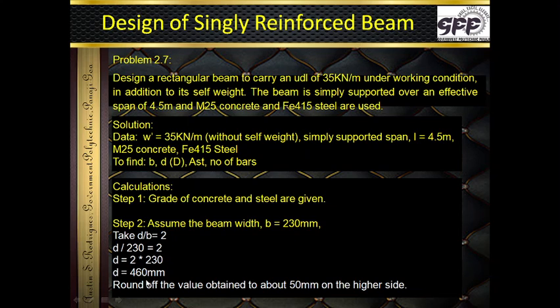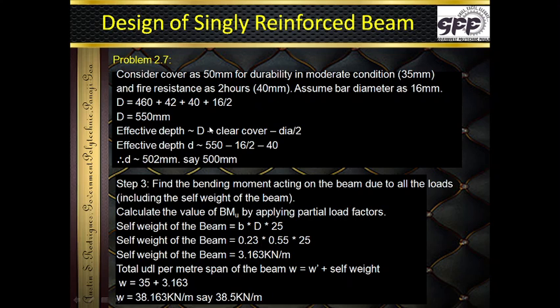So now that we have got 460 mm, round off the value obtained to about 50 mm on the higher side. So from here, somewhere plus 50 mm we will be doing to 460 to come to an effective depth. So 460 we have got. So consider cover as 50 mm for durability. That is, if we look at the code from durability condition, for moderate condition it is 35 mm, and fire resistance for 2 hours as 40 mm. So 50 is quite huge. So in between 35 and 40, if we assume, we can take cover as 40 mm.